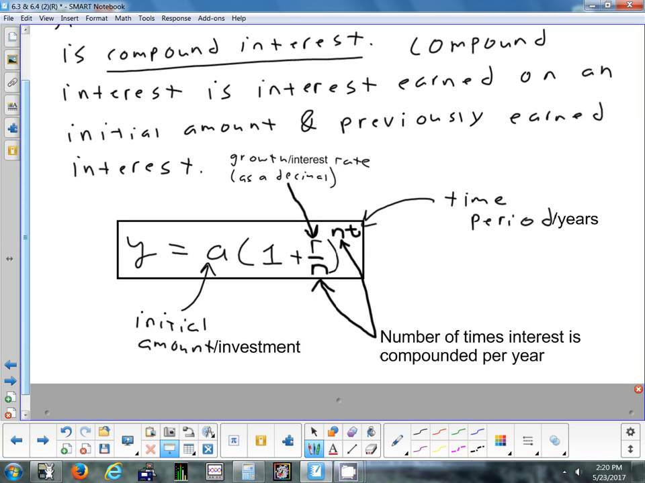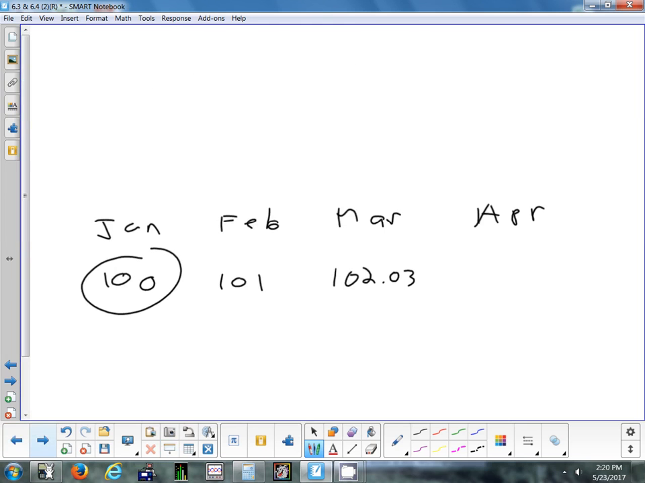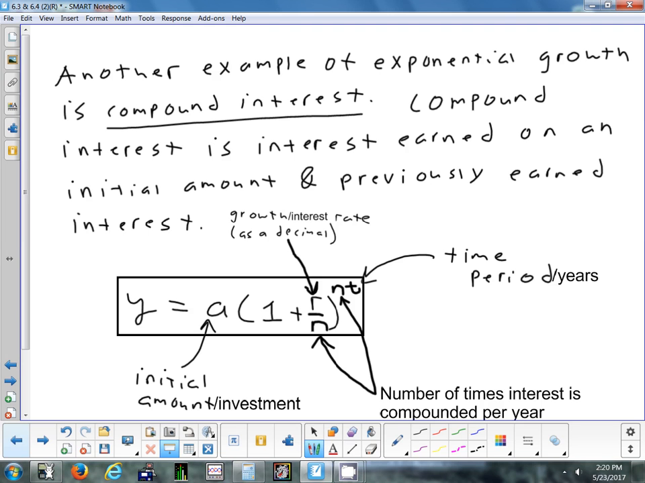Decimal. It's got to be a decimal. N is the number of times the interest is compounded. Does anybody know what that means? How many times will you get interest? Yeah, it's how many times the bank pays you a year. So in the problem I was just doing, they paid you every month. So if interest was paid every month, how many times a year would you get interest?